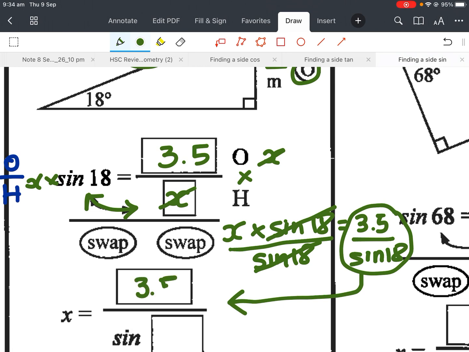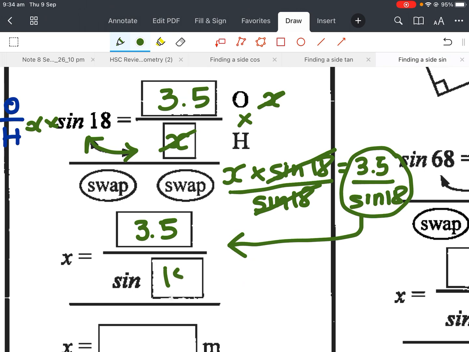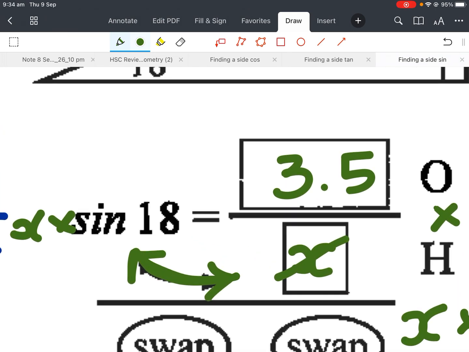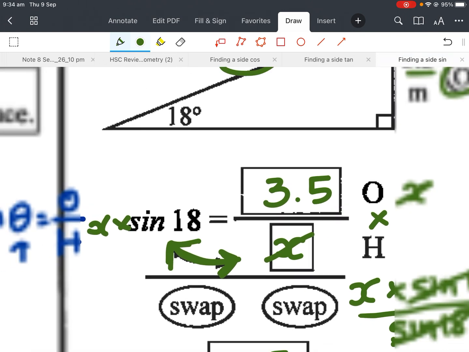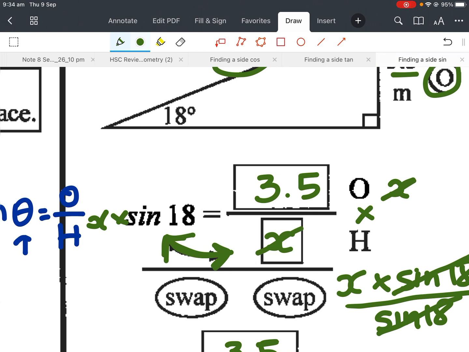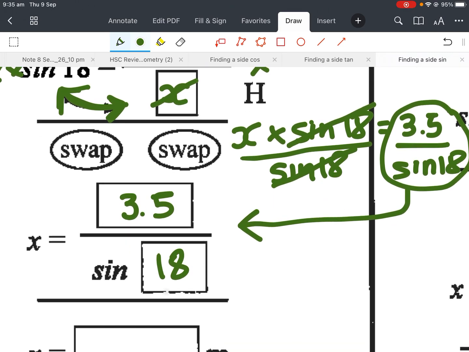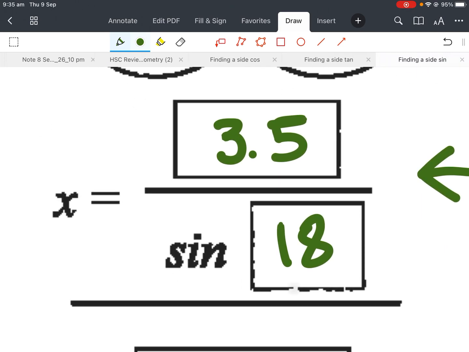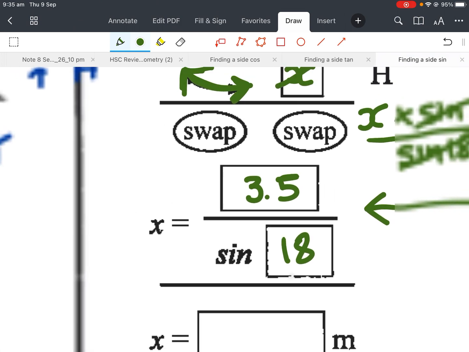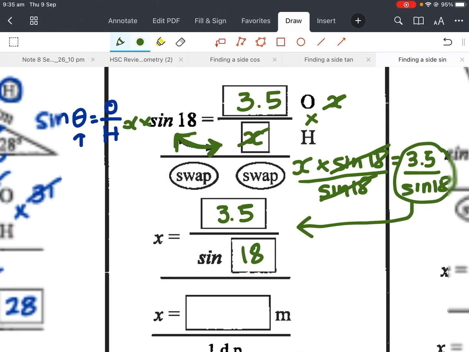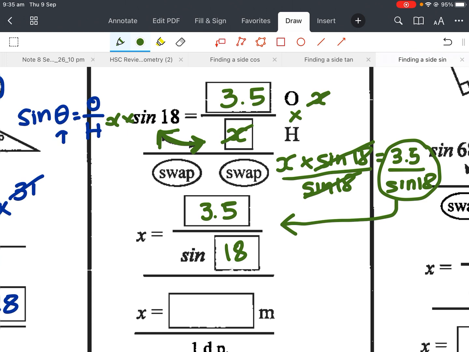So 3.5 sine 18. The quick way is you just swap the x and the sine 18. If you want to go the mathematical way, you times both sides by x, and then you divide both sides by sine 18. Either way, you end up with this, as you're working out. So you choose the way that you would prefer to do. That's the mathematical explanation or the shortcut.